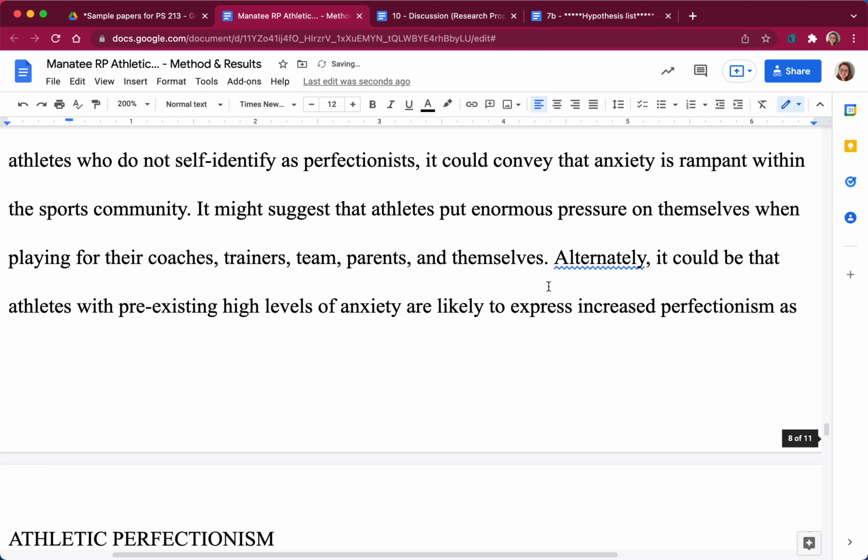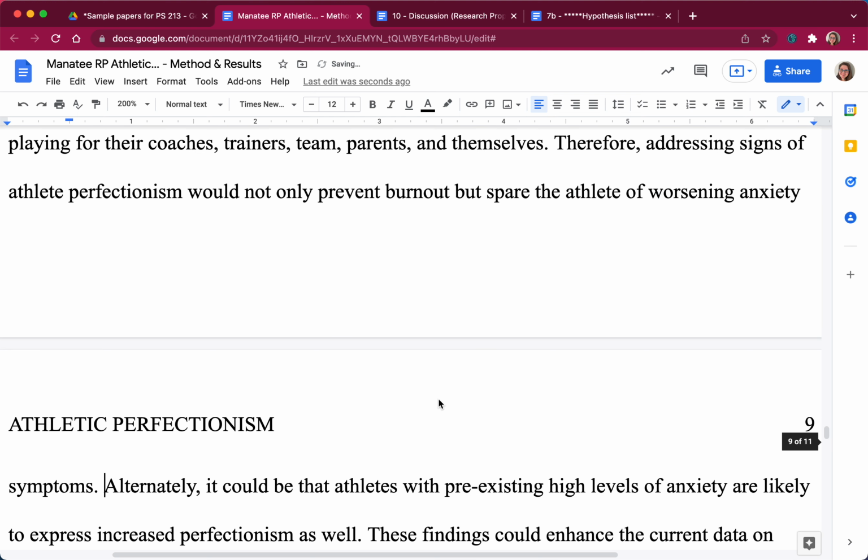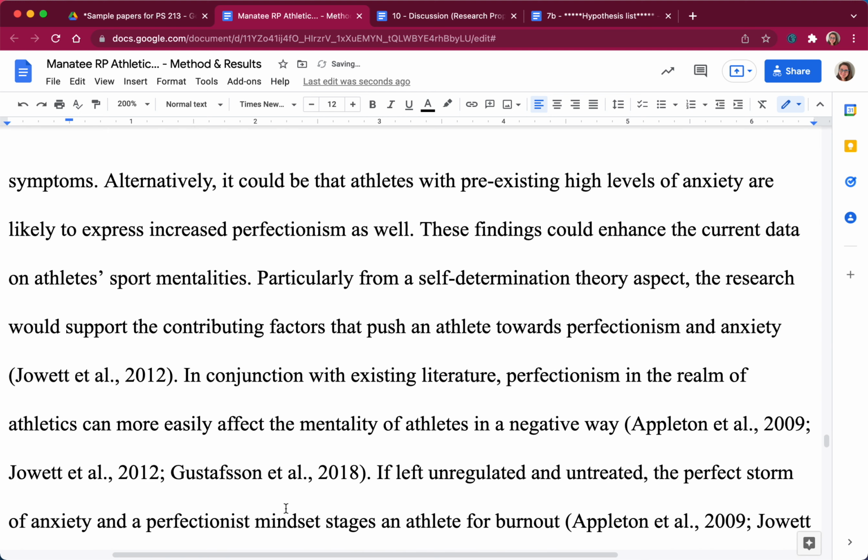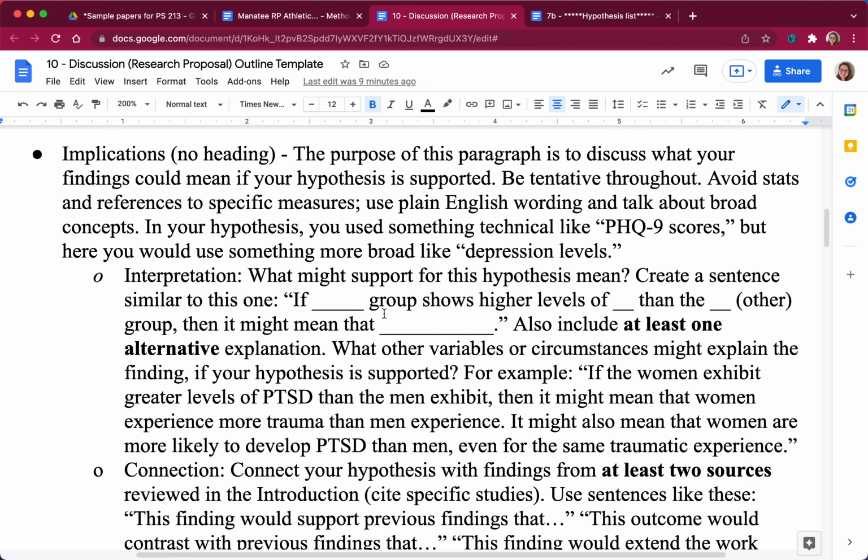I'll move this back to before. Google always says that I mean alternatively. Google's probably right. Google's not always right, but I will accept it at this point. So when we look at this discussion, you want to have, if this happens, it might mean that blah, blah, blah. You also want one that's different.